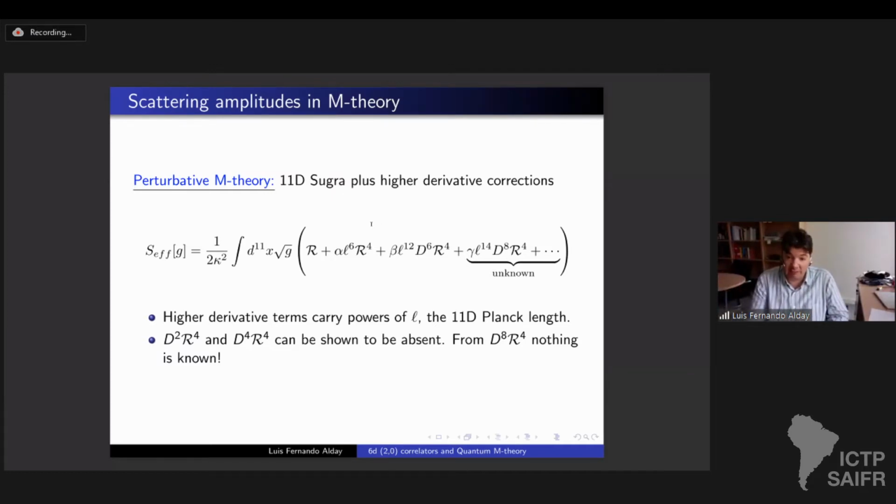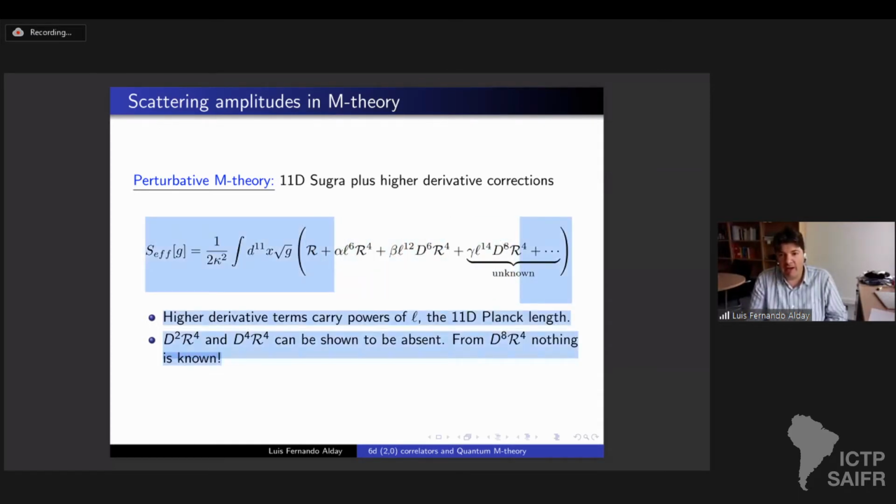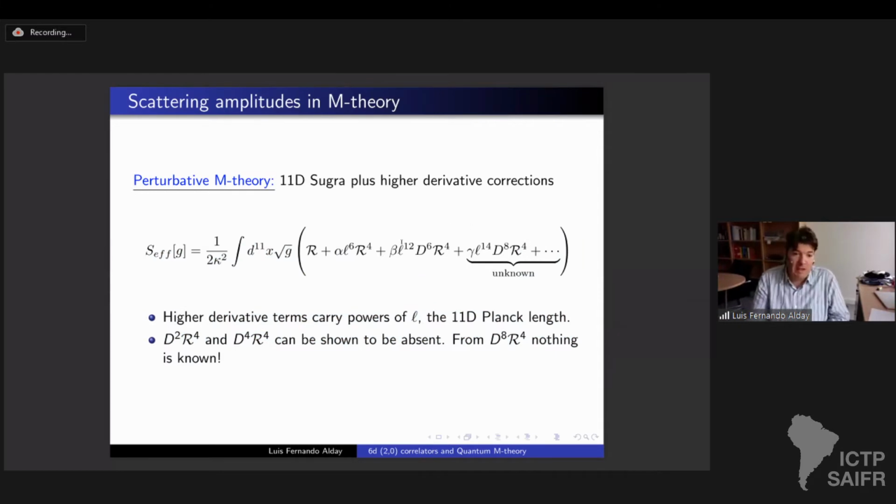of higher derivative corrections. So the effective action looks something like this. The first term corresponds to 11-dimensional supergravity. It's the same as the Einstein-Hilbert action, but you need to complete it, of course, by using supersymmetry. And then we have a whole tower of higher derivative operators. Higher derivative terms in this expansion carry powers of L, which is the 11-dimensional Planck length.